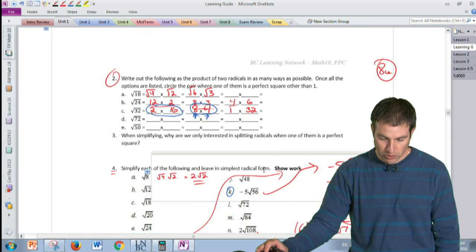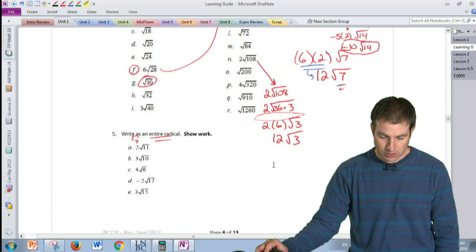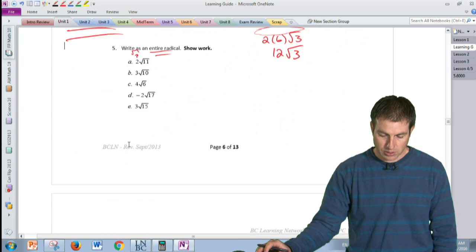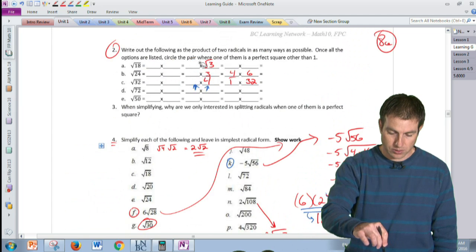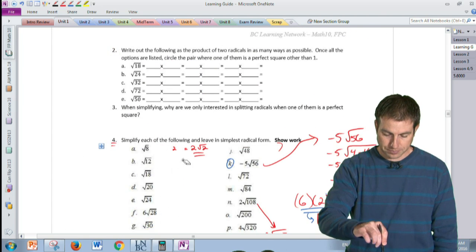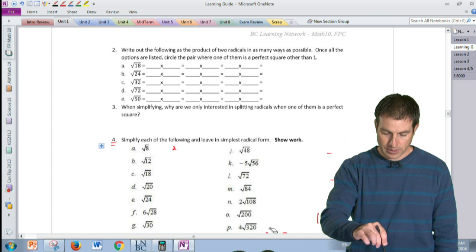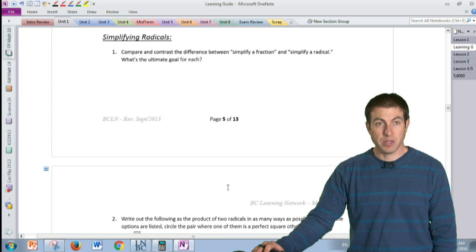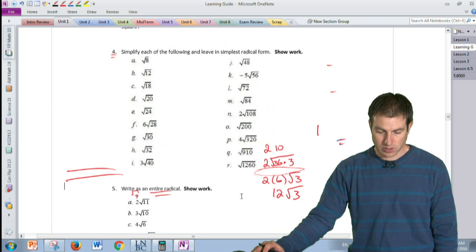Simplifying radicals. So this is what I want to look at today. You get up to question 5 on page 6, so essentially another 3 pages of questions for you to go through for next day. The bottom of page 5 and the beginning of page 6 is kind of what we were just doing.